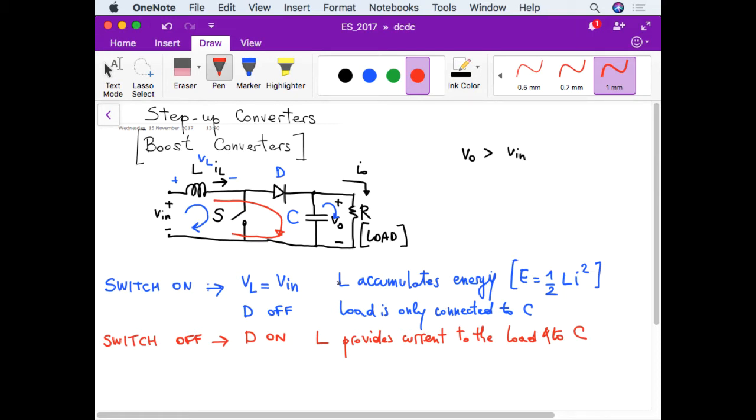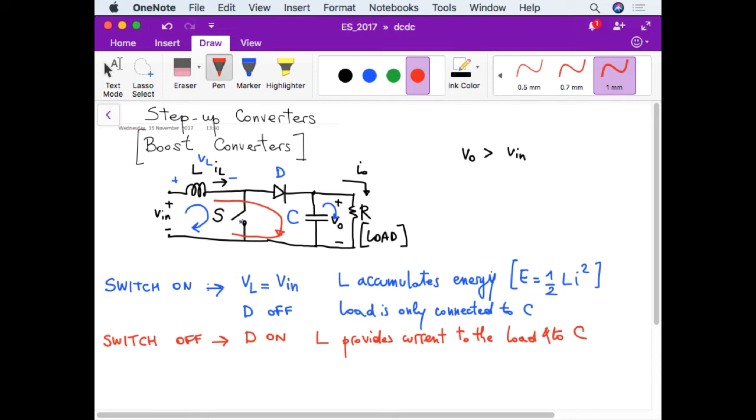So the inductor accumulates energy when the switch is on and discharges the energy when the switch is off, and the capacitor does the opposite thing. When the switch is on, the capacitor loses energy because it provides current to the load, and then when the switch is off, the capacitor gets charged by this current coming from the inductor. Okay, this is a quite qualitative description.